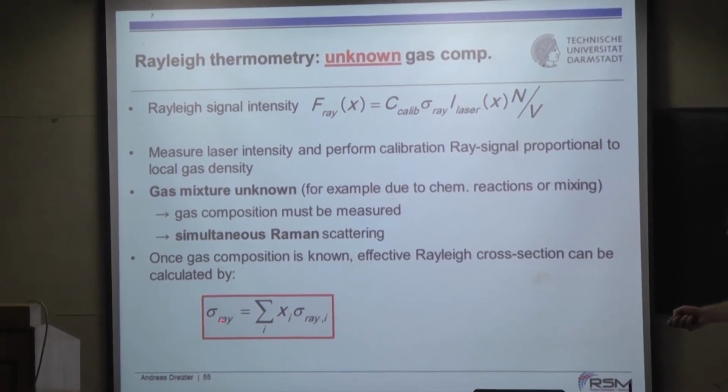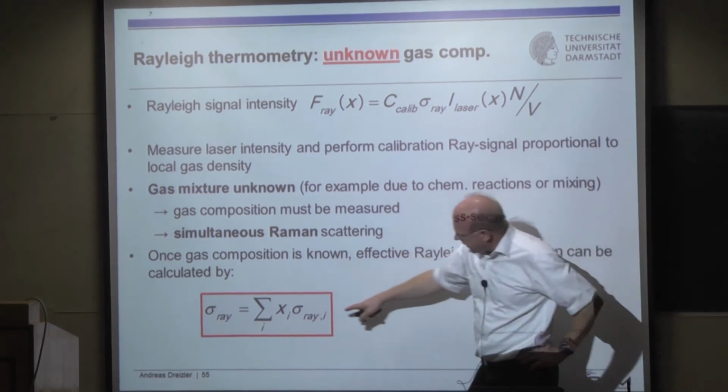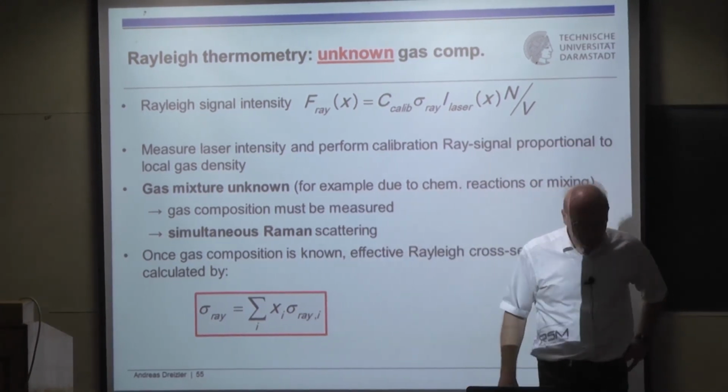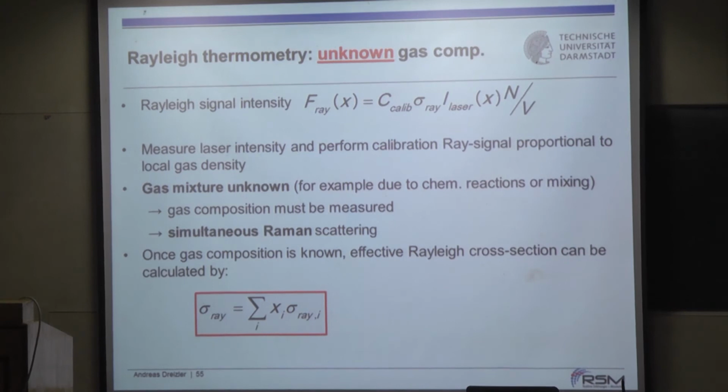Because the Rayleigh cross-section is the mole fraction weighted sum of the cross-sections of each species, right? And so if you know the mole fractions of the species in your probe volume, if you would know these mole fractions with the known cross-sections, you can calculate an effective cross-section, put it in, and you're fine again. But the problem is you have to know the gas composition. And to get the gas composition, that means you have to measure it, right? In flames, you don't know it. You have to measure it.